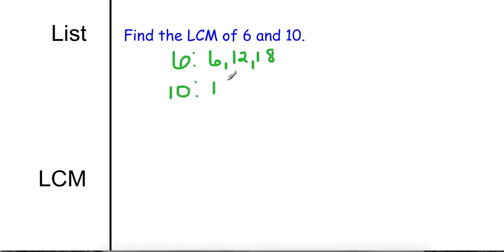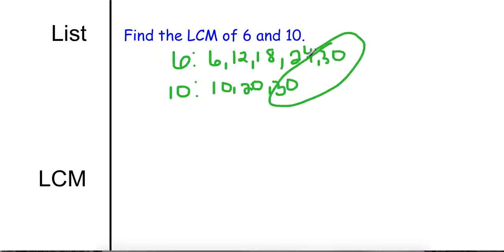10 times 1 is 10. 10 times 2 is 20. You are already above the 18, so you know you have to make this one bigger. 6 times 4, because it's 1, 2, 3, 4, is 24. 6 times 5 is 30. Well, 10, 20. The next multiple, 10 times 3, is 30. You can stop once you find your match. And in this case, 30 would be my match.